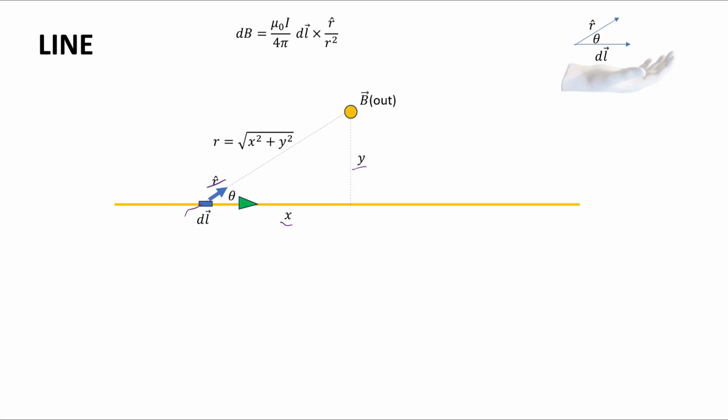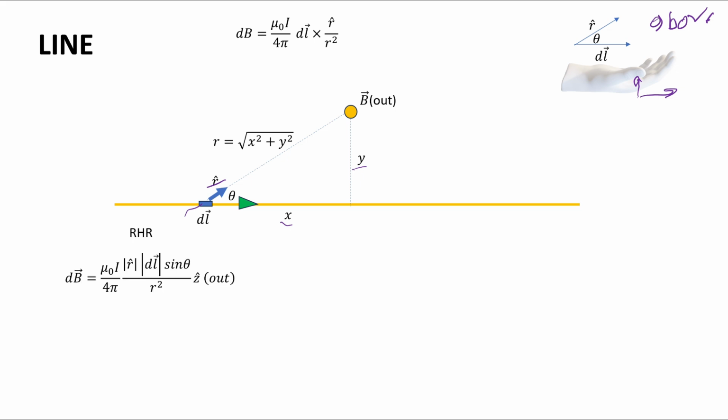How do I know it's out? Well, I put my fingers in the direction of dl to the right. I put my palm in the direction of r hat. You might say, your palm doesn't look like it's in the direction of r hat. Okay, I agree. R hat is above dl, and so I point my palm up. Later, I'll show you what it looks like when r hat is below, but for now, it's above, and so my palm points up, and when I do that, my thumb points out.